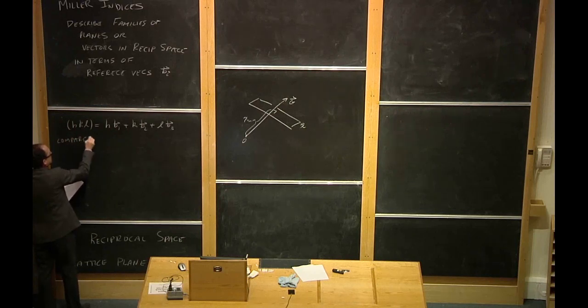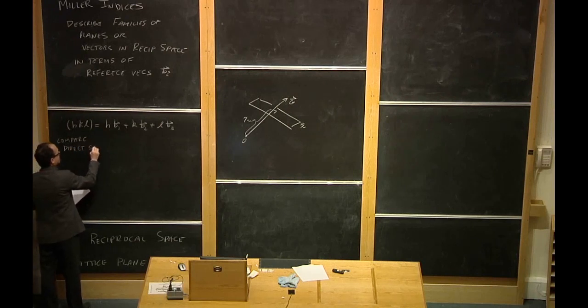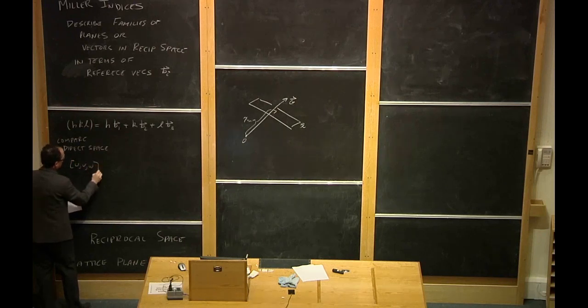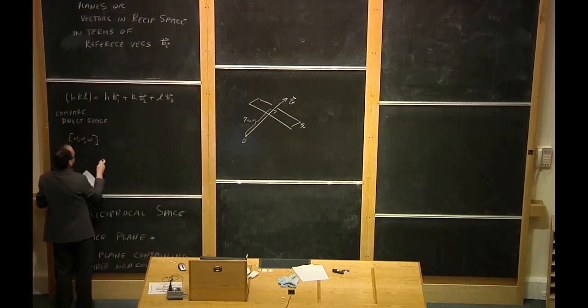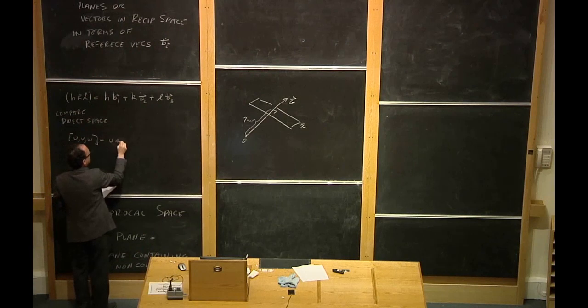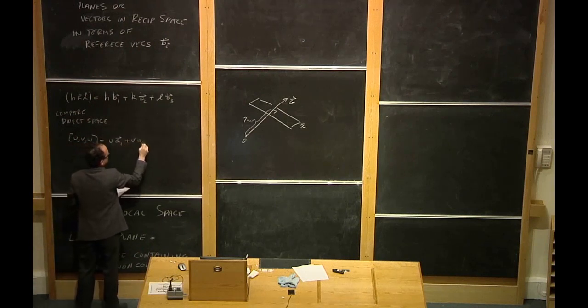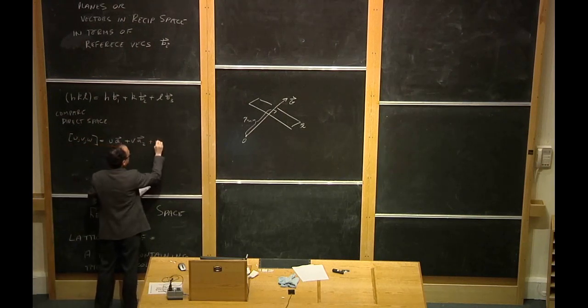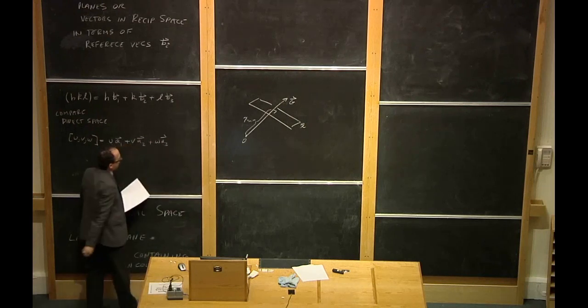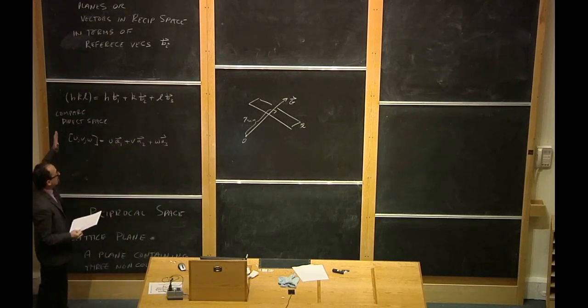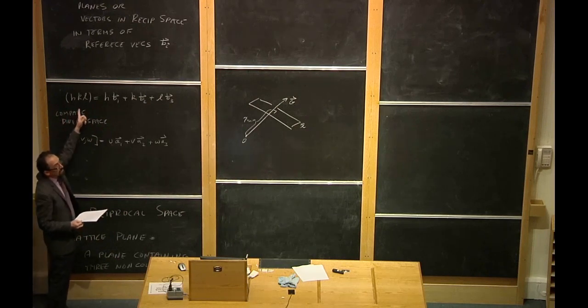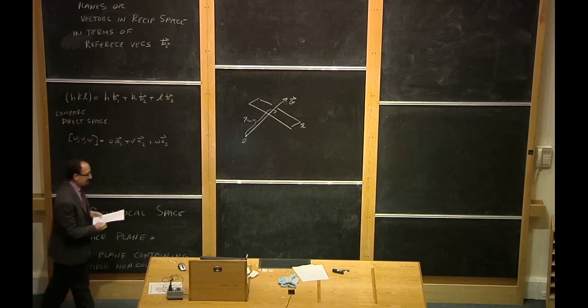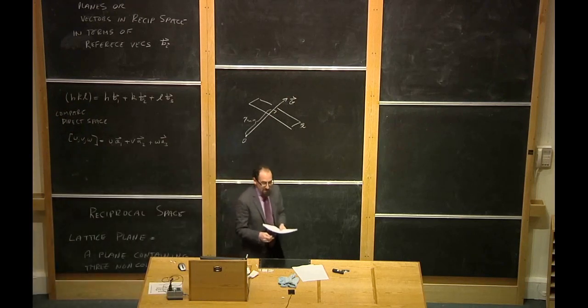We can compare it to the notation we used in real space, in direct space. In direct space, we use the notation [U V W] to mean U times A1 plus V times A2 plus W times A3. So the important thing to take away here is that if we use curved parentheses, we mean reciprocal space. If we use square brackets, we mean direct space. So don't confuse those with each other.